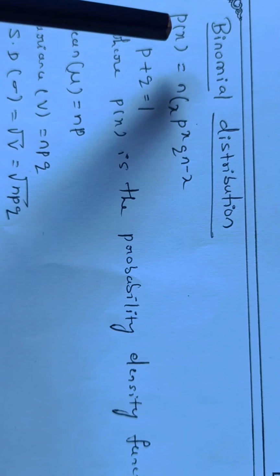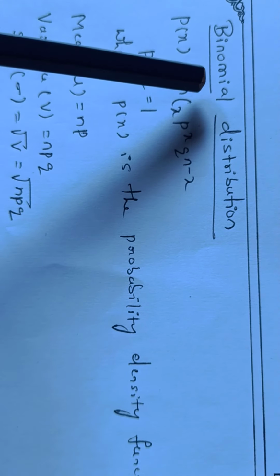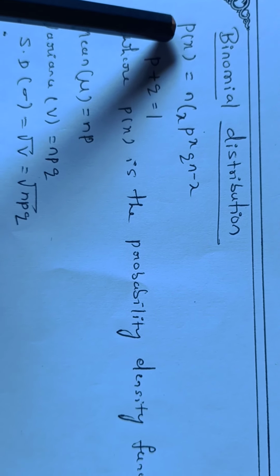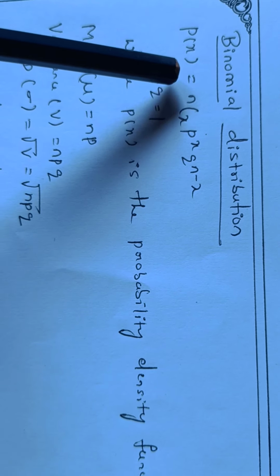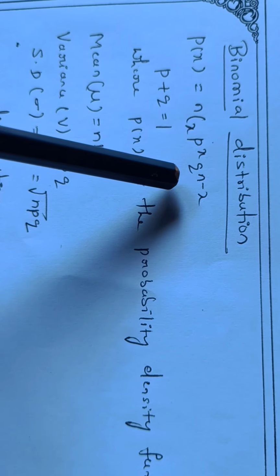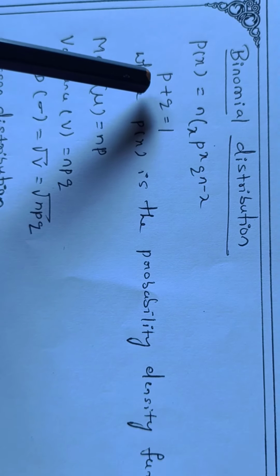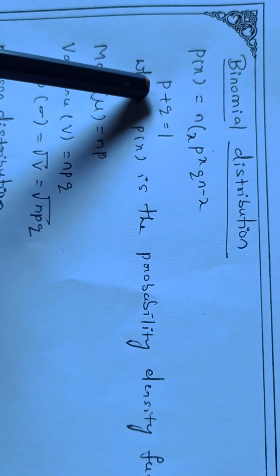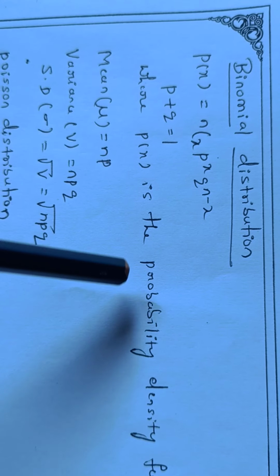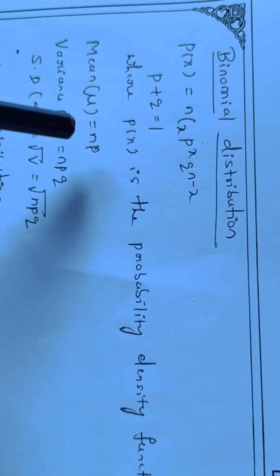Hello everyone. In this video we are going to study the binomial distribution. The probability density function p of x for the binomial distribution is given by nCx into p to the power of x into q to the power of n minus x. Here this formula is very important: p plus q is equal to 1, where p of x is the probability density function.